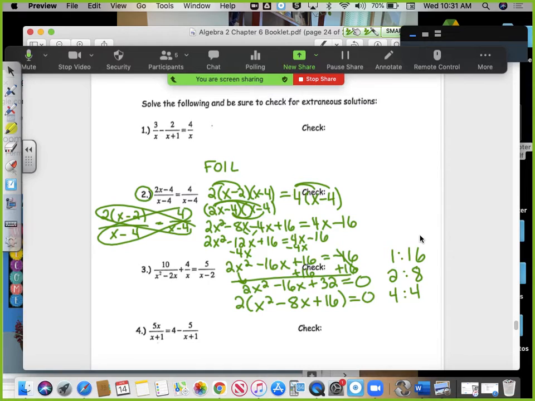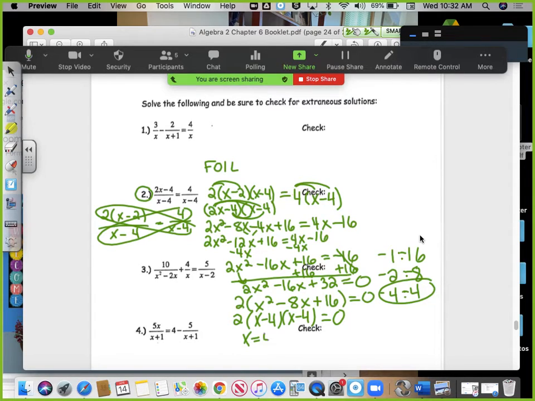We need to multiply to be a positive, add to be a negative, which means the only way we can do that is if all factors are negative. The two factors that multiply to be positive 16 and at the same time add to be negative 8 would be the negative 4s. So I can factor this into x minus 4 times another x minus 4. So it's 2 times x minus 4 times x minus 4 equals 0. These are both the same thing.